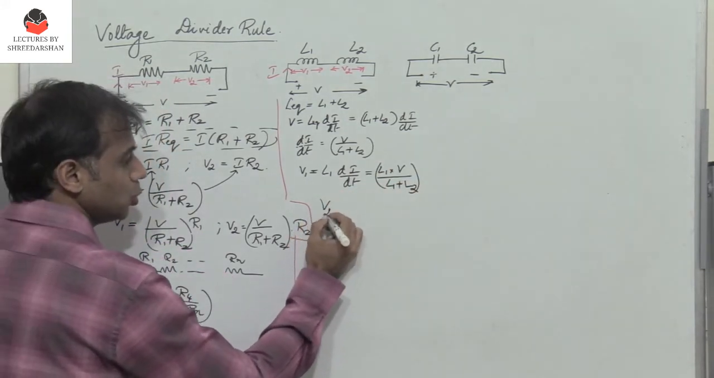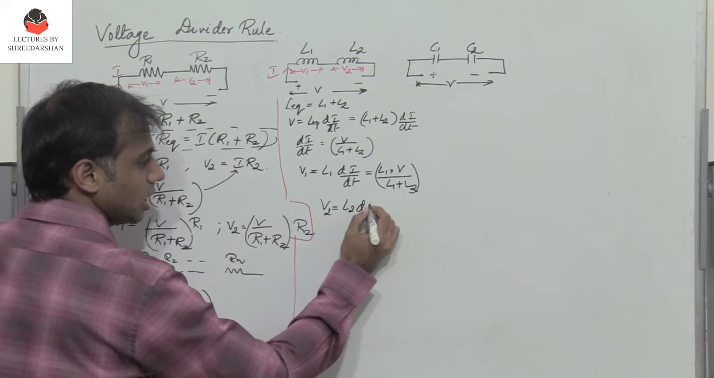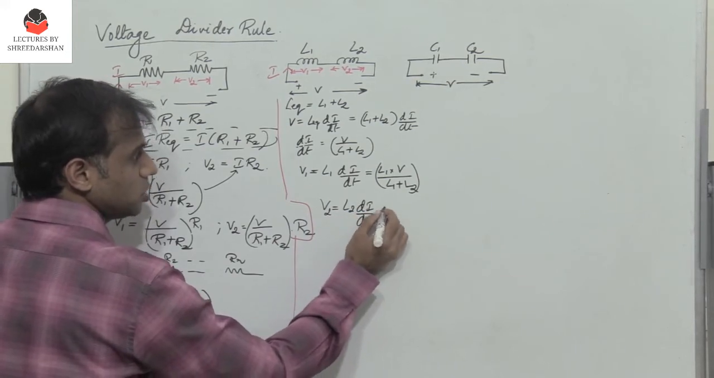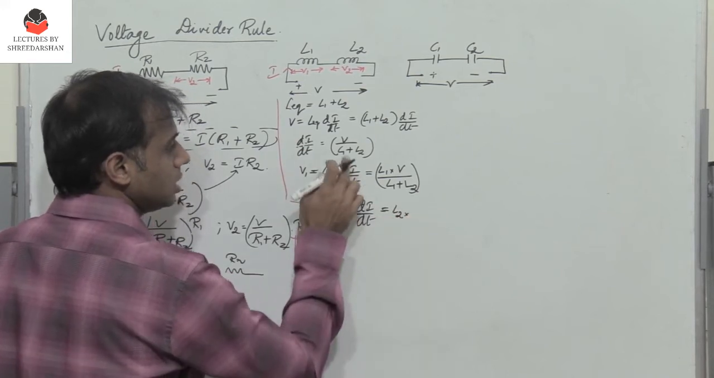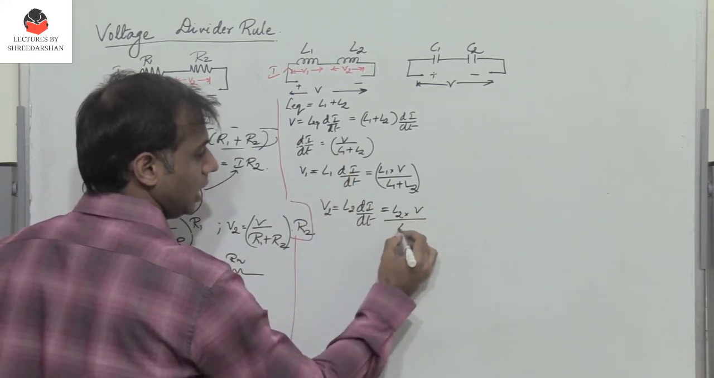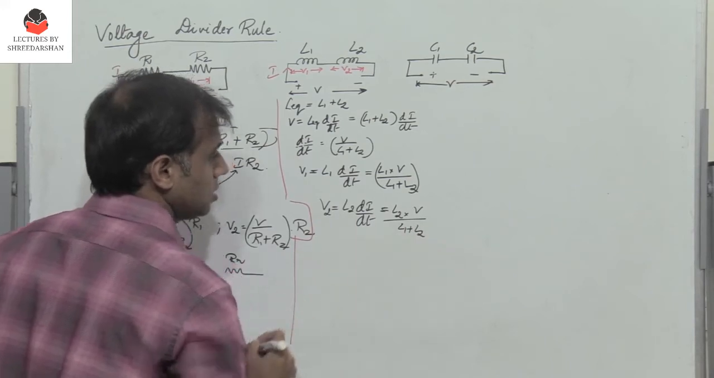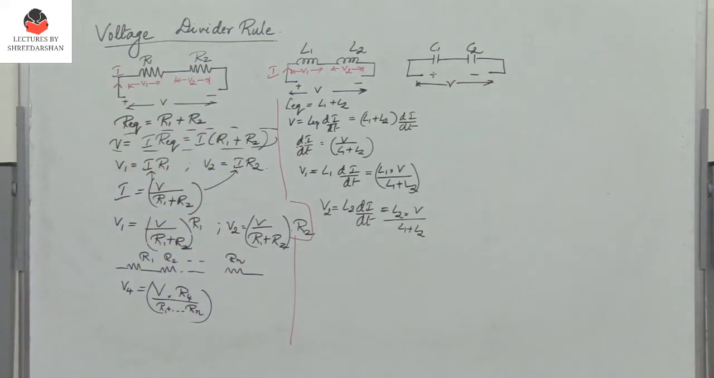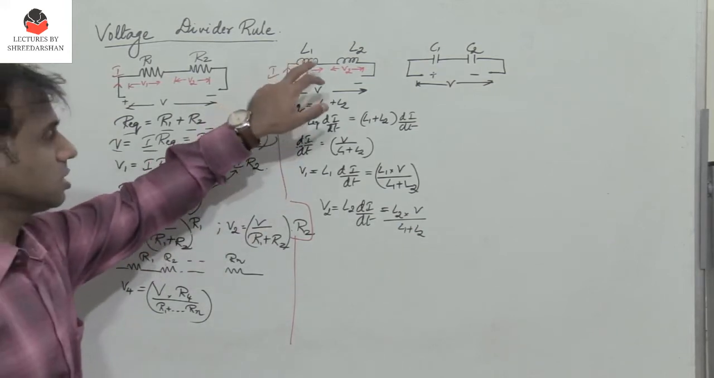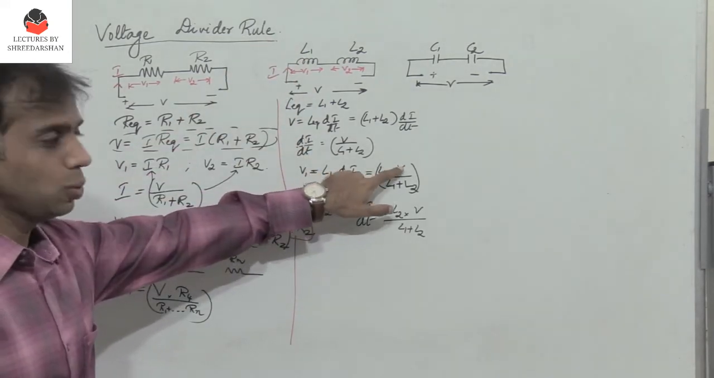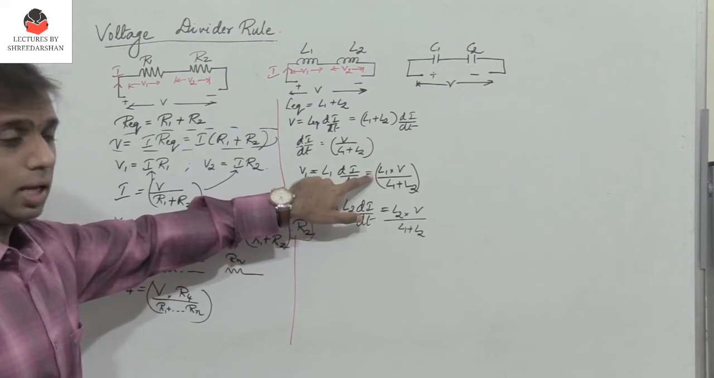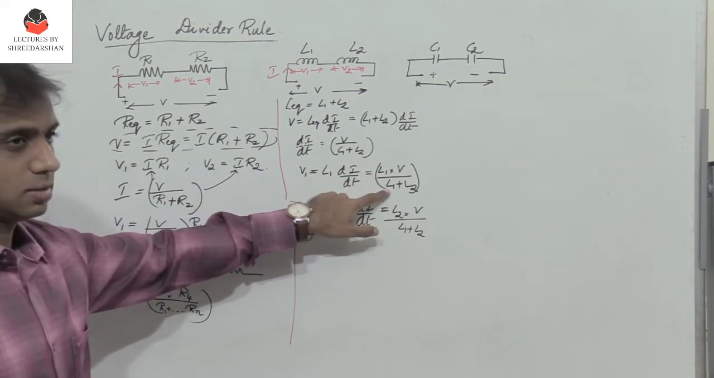And I have V2, which is L2 into di by dt. So again substitute for di by dt. So I have L2 into di by dt is V divided by L1 plus L2. So again we find that the expressions of V1 and V2 are very similar to that of the two resistors connected in series. So what is the voltage across the first inductor? It is the total voltage V into L1 divided by the sum of inductances.